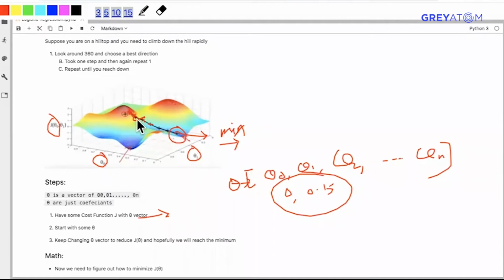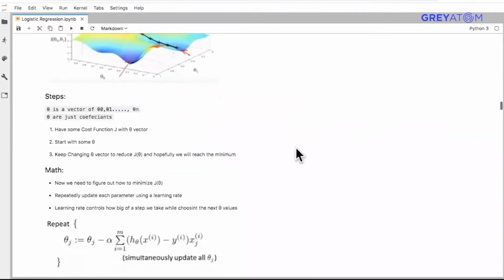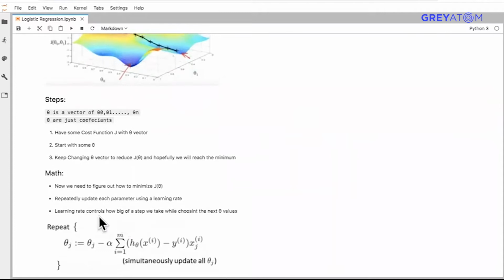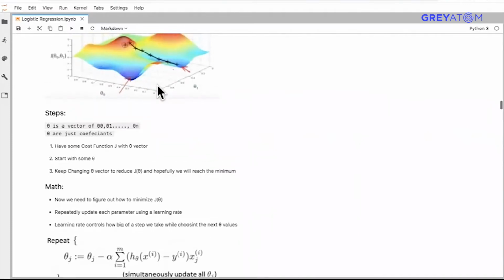the other step that I had to take. But the only thing is, how do you decide how big of a step or how small of a step to take, or in what direction a step you have to take after initializing at this point? So there is a concept of learning rate that comes around here. Learning rate is something that controls how big of a step we take when choosing the next theta value.